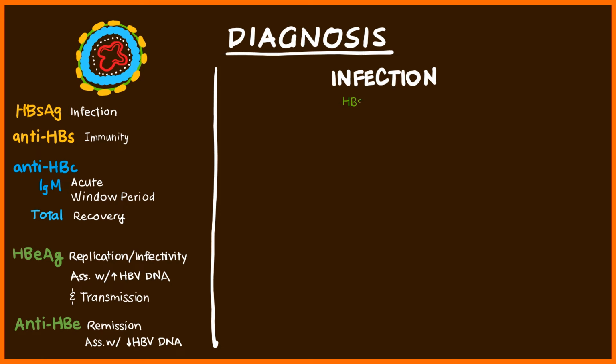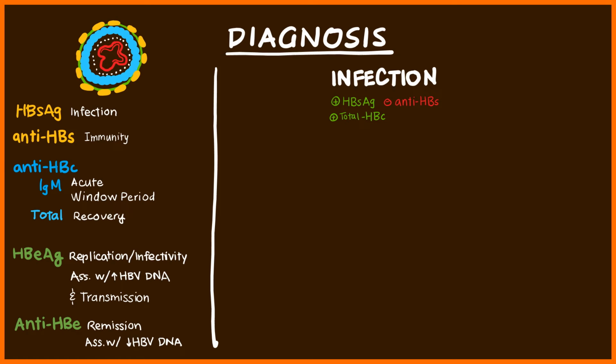So of course you would expect the surface antigen to be positive. Now the surface antibody is associated with immunity. So if somebody has an infection, you would expect the surface antibody to be negative, otherwise they'd be immune. Now, as you also remember, the total core antibody is also going to be positive because that's always present.